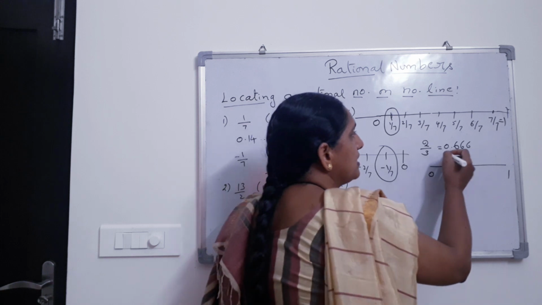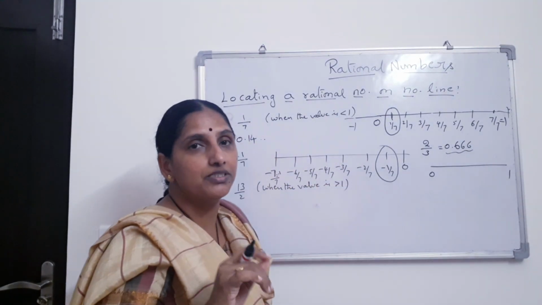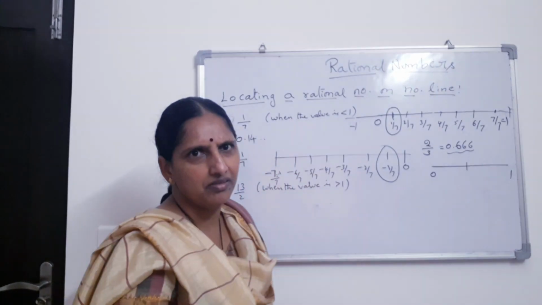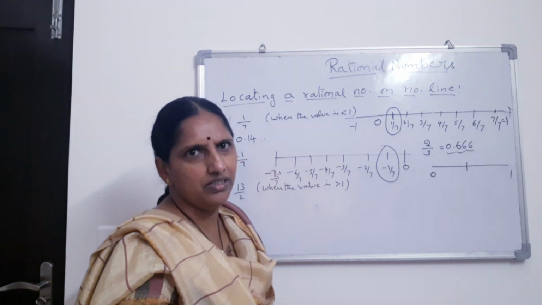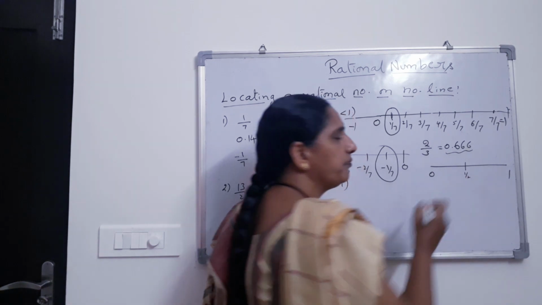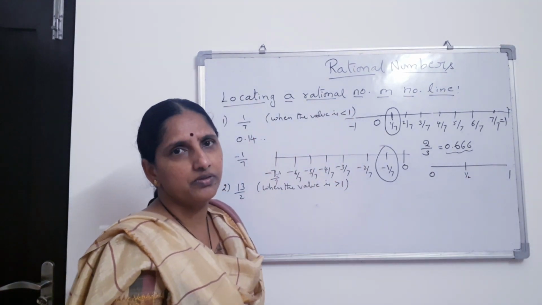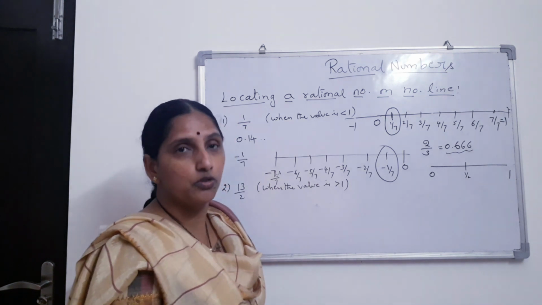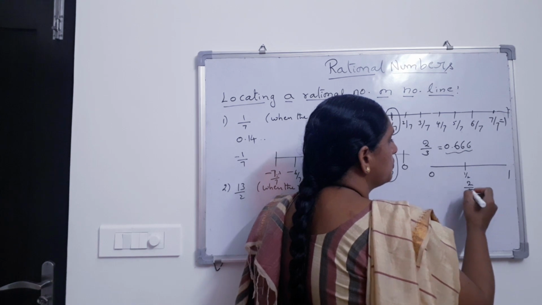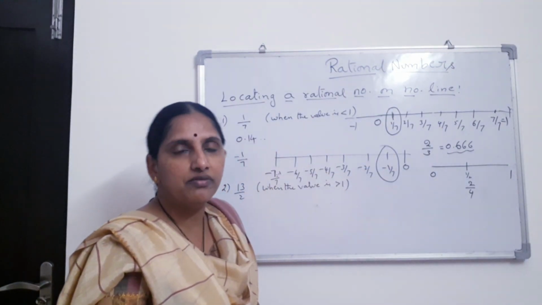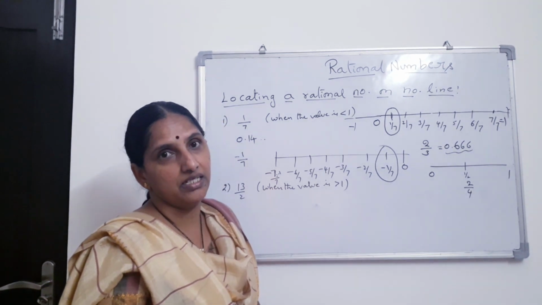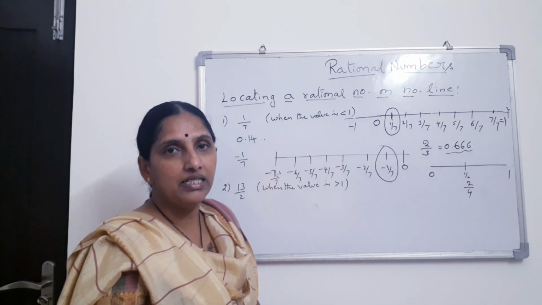When we take the decimal value here, the decimal value is 0.666. That means absolutely it lies after 0.5. Very well known, right? It lies after 0.5. What is the 0.5 value? 1 by 2. Is it not? It is 1 by 2. Now if I multiply it with 2 in the denominator and numerator, it will come out to be 2 by 4. Okay, so now I have to locate 2 by 3.